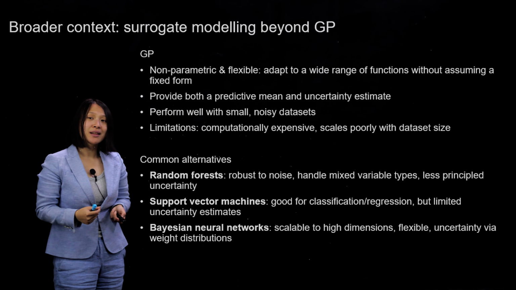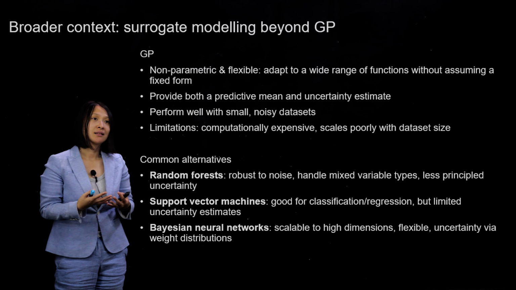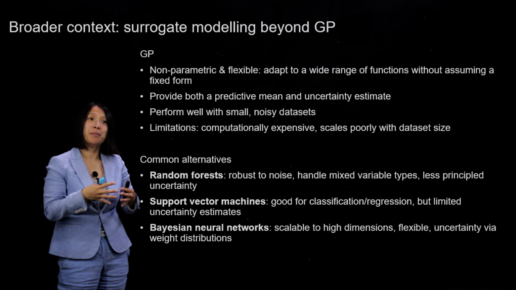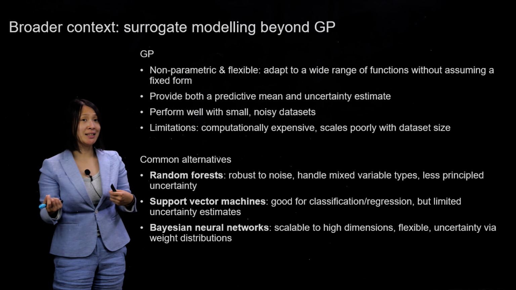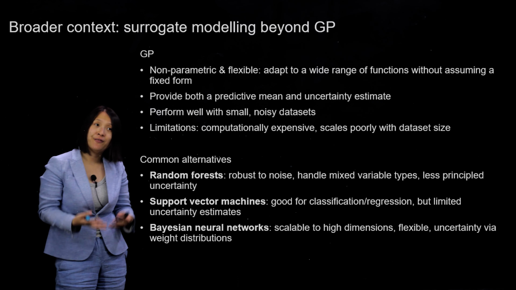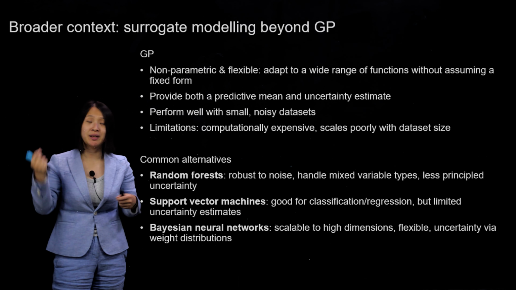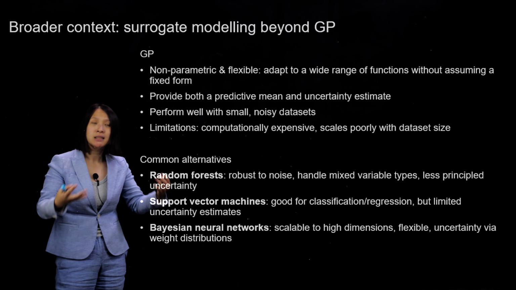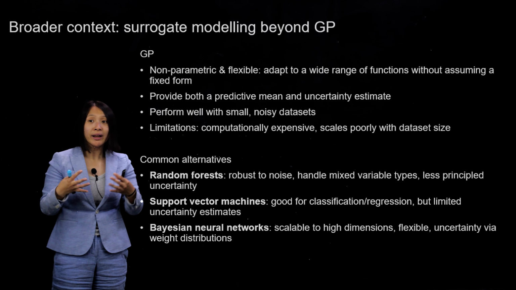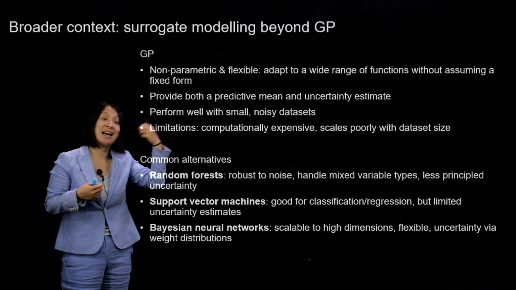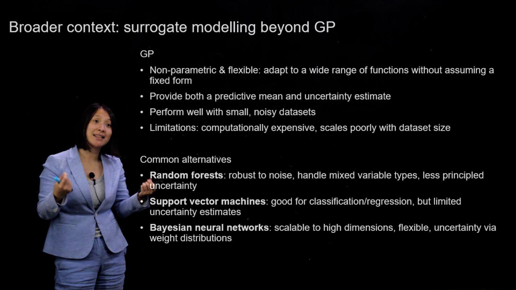Now let's think a little bit about the broader context. We are trying to use a Gaussian process to help us build surrogate models. And Gaussian processes are great. They are non-parametric. They are flexible. So we don't have to know the function that describes our input and output relationship. We can try to fit a surrogate model. And very importantly, we now not only have the predictive mean, we also get the uncertainty estimates. And it works very well with small and noisy data sets.